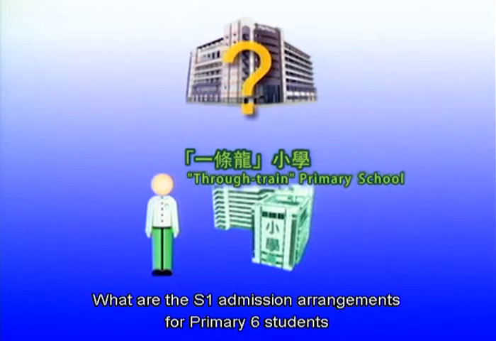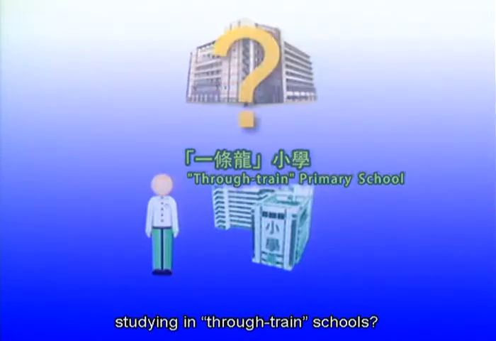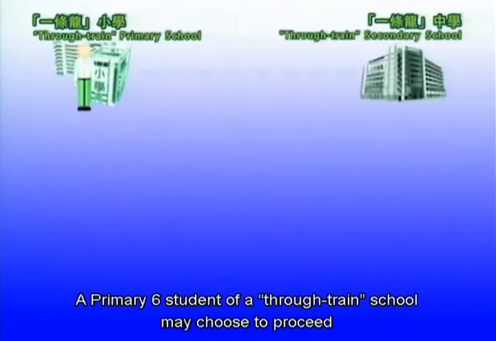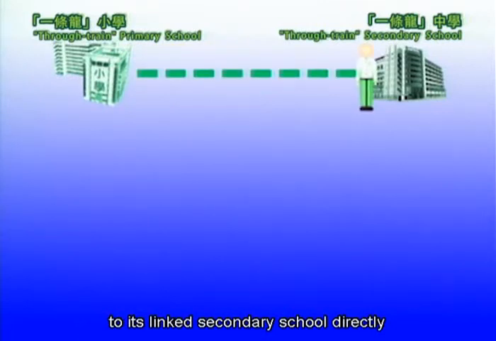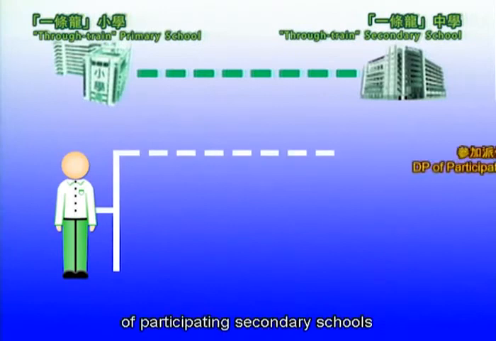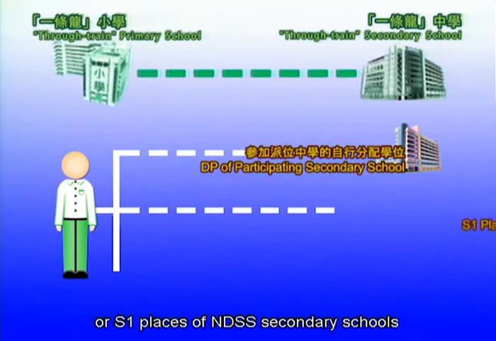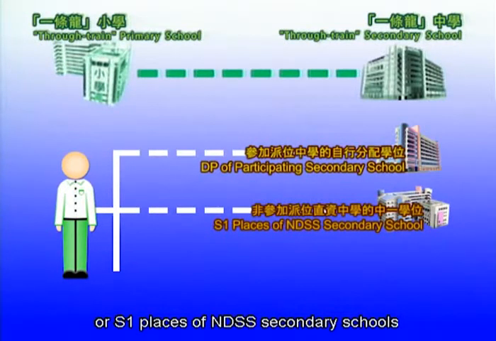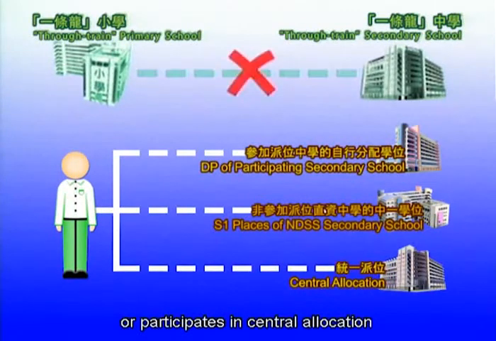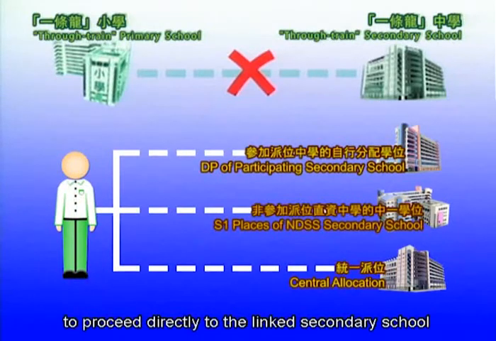What are the S1 admission arrangements for Primary 6 students studying in through-train schools? A Primary 6 student of a through-train school may choose to proceed to its linked secondary school directly. If the student applies for discretionary places of participating secondary schools, or S1 places of NDSS secondary schools, no matter successful or not, or participates in central allocation, he or she will not be allowed to retain the right to proceed directly to the linked secondary school.